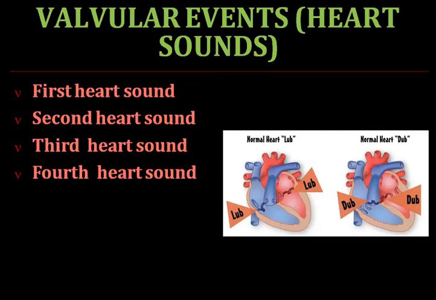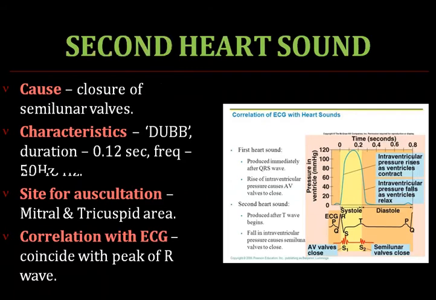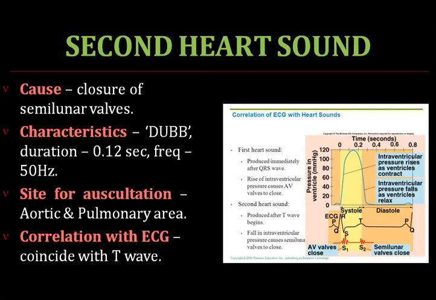Now the ventricular events, in which we have the first heart sound, second heart sound, third heart sound and fourth heart sound. The first heart sound is caused by the closure of the AV valves, and its characteristic is the lub. Duration is 0.15 second and frequency is 25 to 45 Hz. Site of auscultation is the mitral and tricuspid area. Correlation with ECG: it coincides with the peak of the R wave. The second heart sound is caused by the closure of the semilunar valves. Its characteristic is the dub. Duration is 0.12 second, frequency is 50 Hz, and site is the aortic and pulmonary area. Correlation with ECG: it coincides with the T wave.